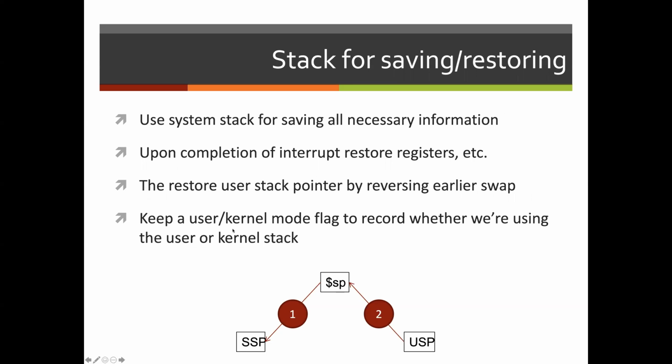And so there are some considerations that we want to keep in mind. That means that we can use the system stack for saving appropriate information. And then upon completion of the interrupt, we can restore the registers appropriately. Then we restore the user stack pointer by reversing earlier swaps. And we want to be sure to keep a user/kernel mode flag to know whether we're using the user or the kernel stack. So this is a trade-off that we have to take into consideration.